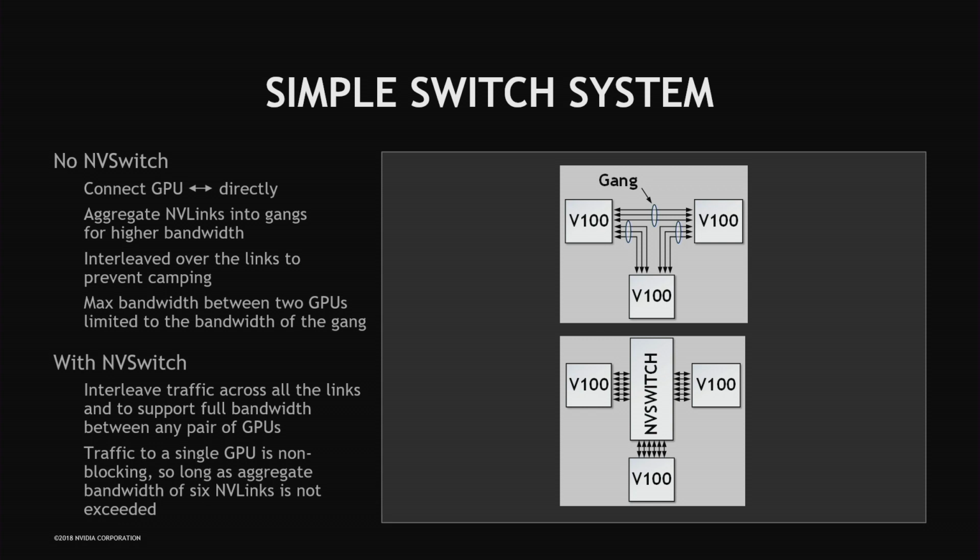Well, with no NVSwitch, you would have to take the 6 links coming out of the GPUs and split them into 2 subgroups, that we call gangs, and send one gang over to one GPU and one gang over to the other GPU. And once you've done that, the peak bandwidth that you can get between a pair of GPUs is only half of what all the NVLinks could support. With the NVSwitch, you can get all the way up to 6 NVLinks.